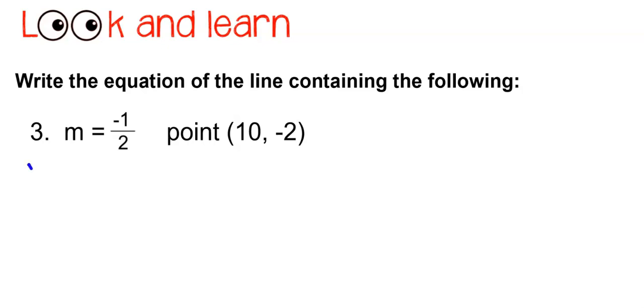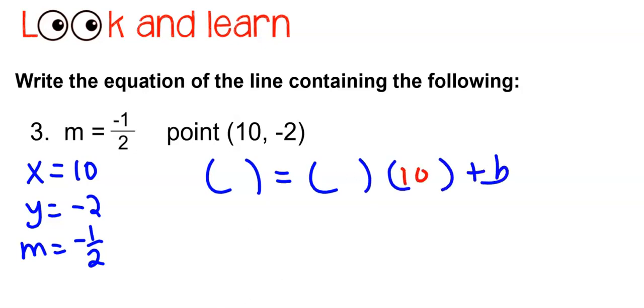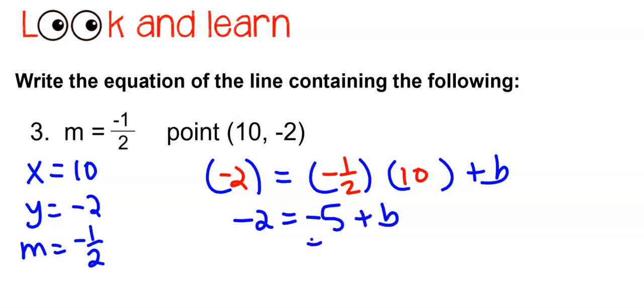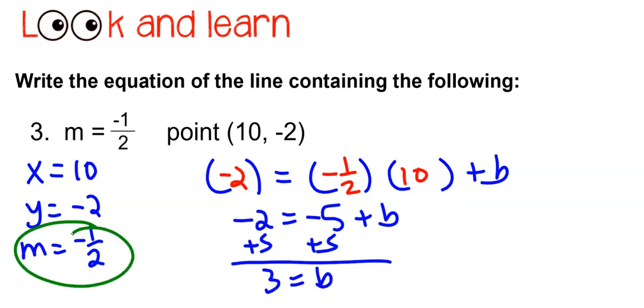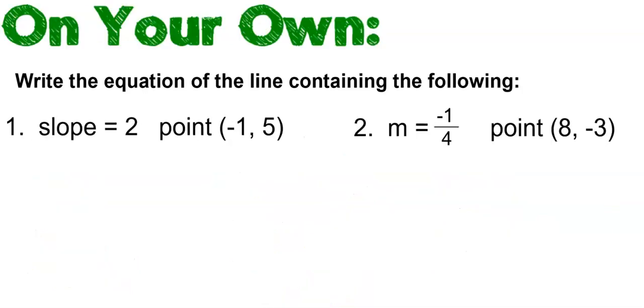One more time. Identify your x, your y, and your slope. Erase and replace. Solve for b, and then place these two values only in your final equation. Now pause the video and give it a try on your own.